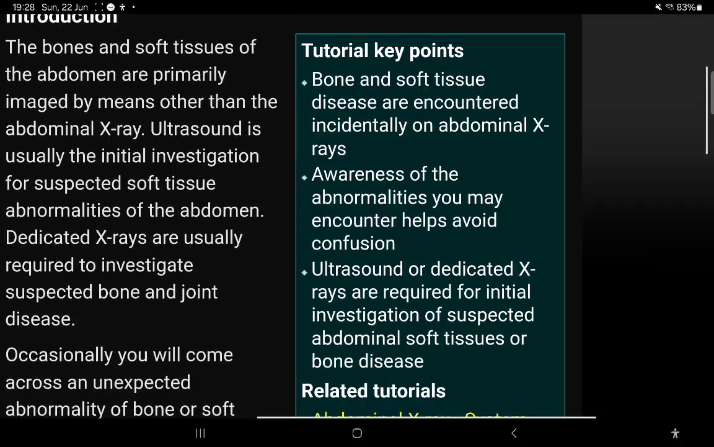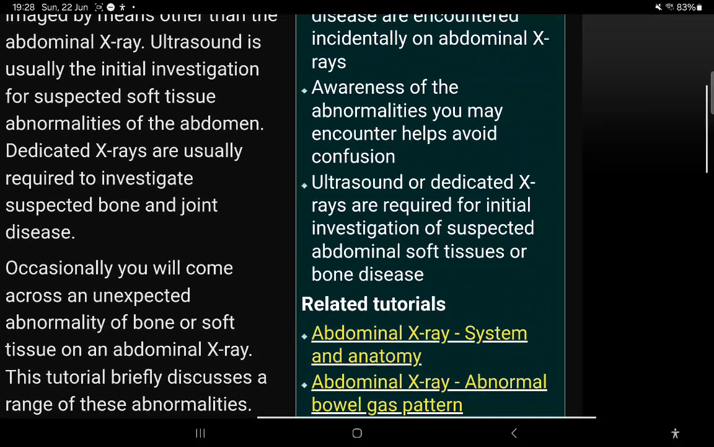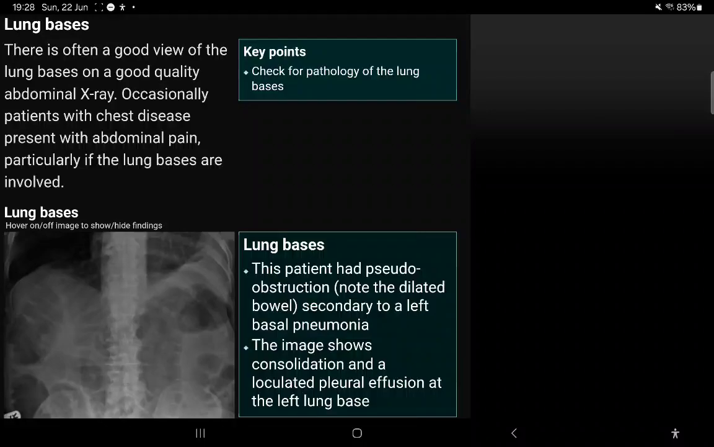Occasionally, you will come across an unexpected abnormality of bone or soft tissue with an abdominal X-ray. This tutorial briefly discusses a range of these abnormalities. Starting from above, lung bases. There is often a good view of lung bases on a good quality abdominal X-ray. Occasionally, patients with chest disease present with abdominal pain, particularly if the lung bases are involved. Start by checking for pathology of the lung bases.